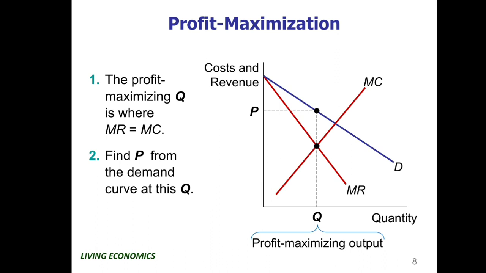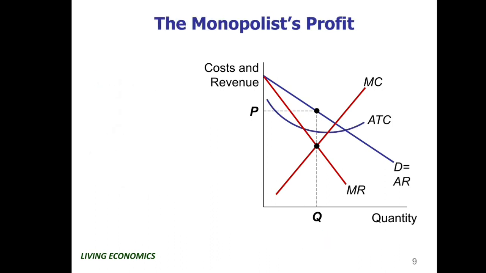So in this case, price is P and quantity is Q, and now we need to find out the total profit of the firm with the help of the average cost curve. We exactly know the relationship between the average cost curve and the marginal cost curve, right? The marginal cost curve intersects the average cost curve from below at its minimum point, and therefore we have an average cost curve over here at Q.